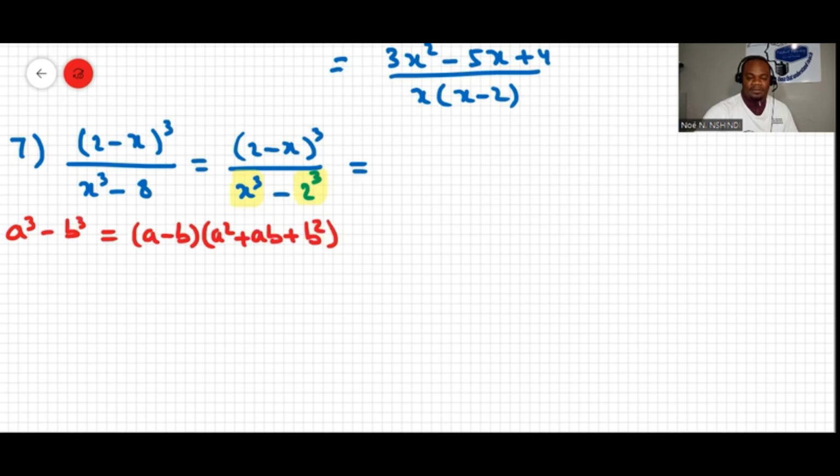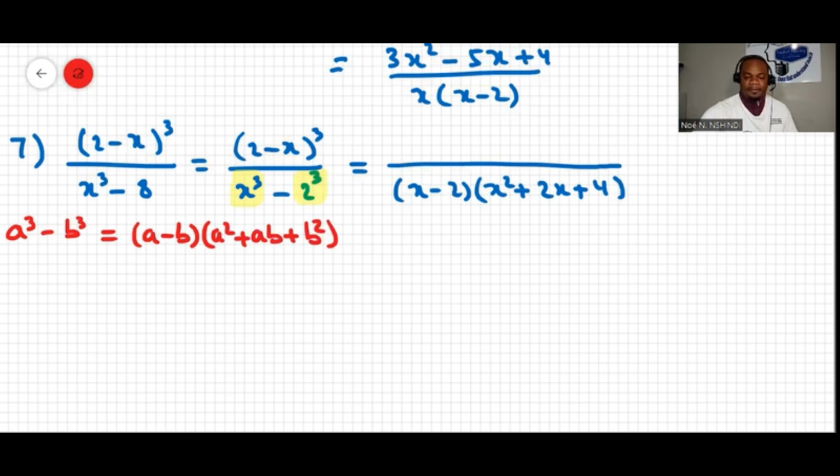I am going to write x minus 2, open brackets, x squared plus ab. A is x and b is 2, so x times 2 makes 2x, and then plus b squared, b is 2, so 2 squared is 4. So it's going to be like that, all under 2 minus x to the power of 3. Now 2 minus x to the power of 3 is also 2 minus x times 2 minus x to the power of 2.